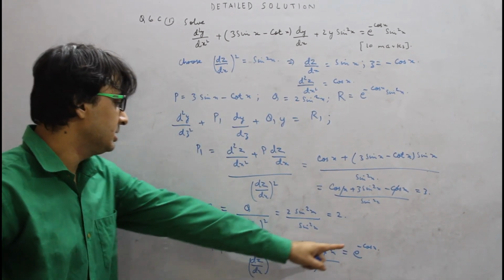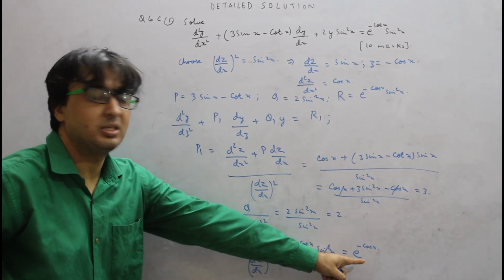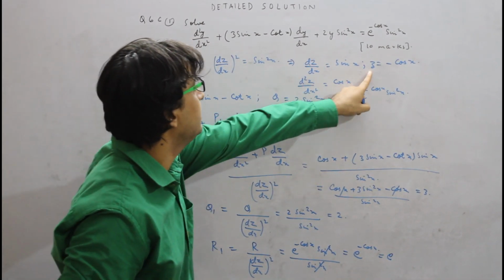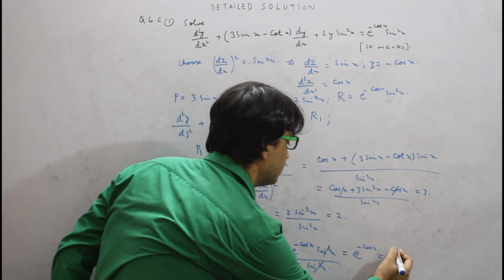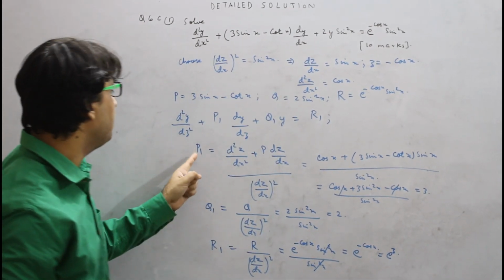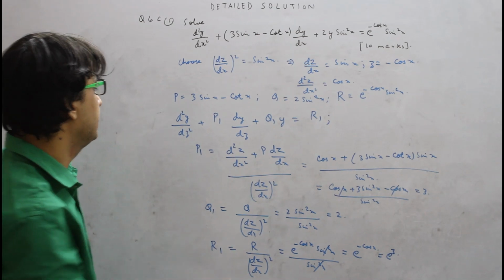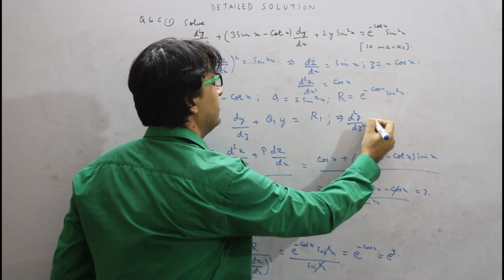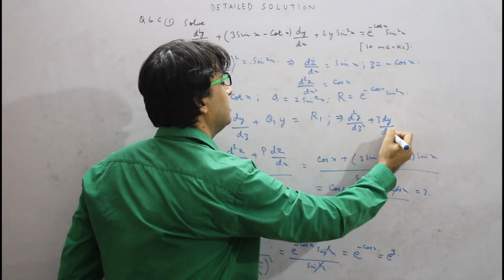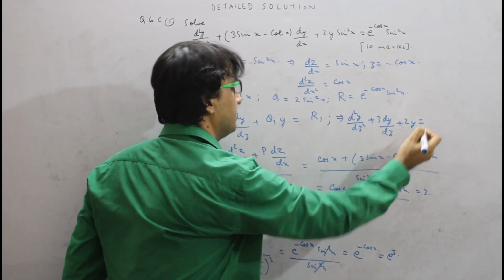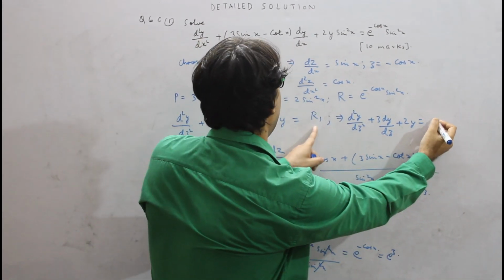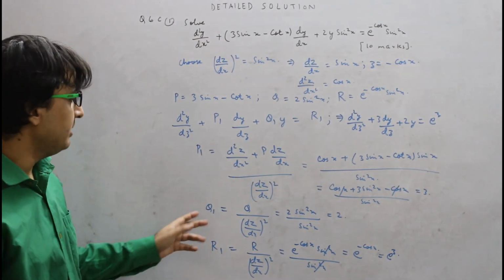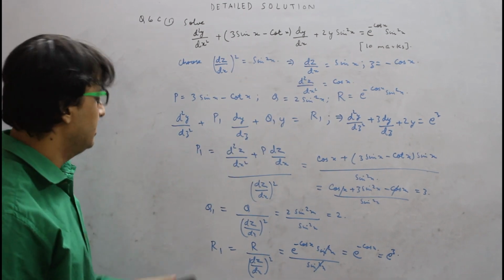But remember, this is in terms of x. We have to change the independent variable to z. So we will write it as e to the power... what is the value of z? z is −cos x. So in place of −cos x, we can write z. Now we have got our P, Q and R. So this can be written as d²y/dz² + 3 dy/dz + 2y = R1. R1 is our e^z. So now we can solve this second order differential equation.